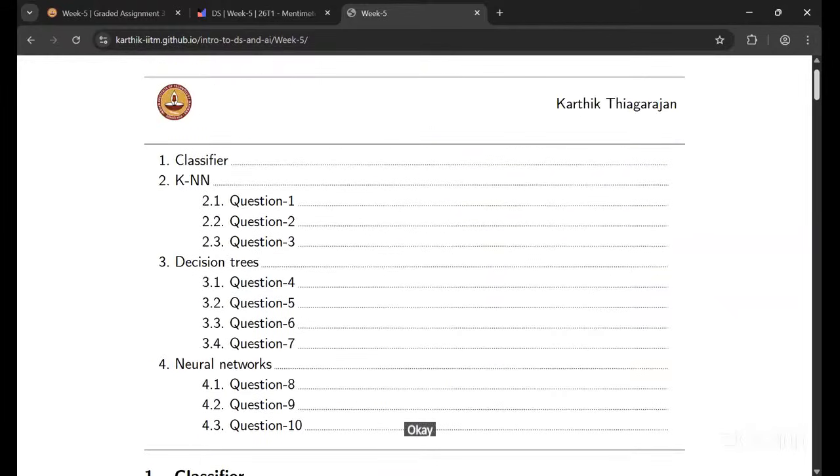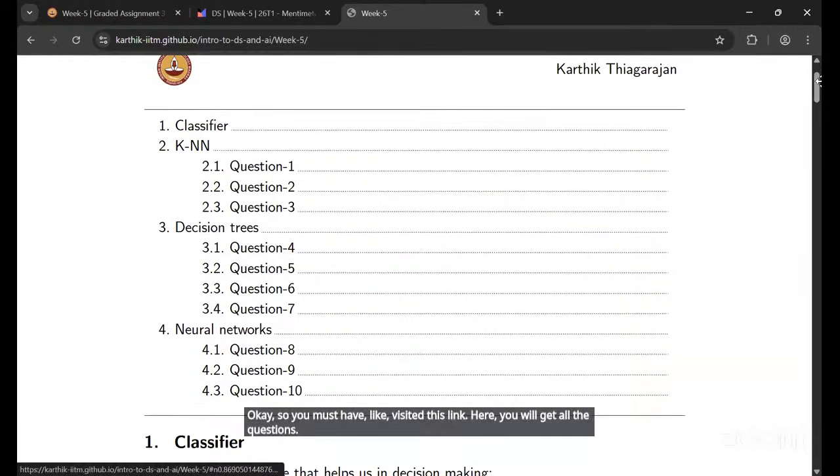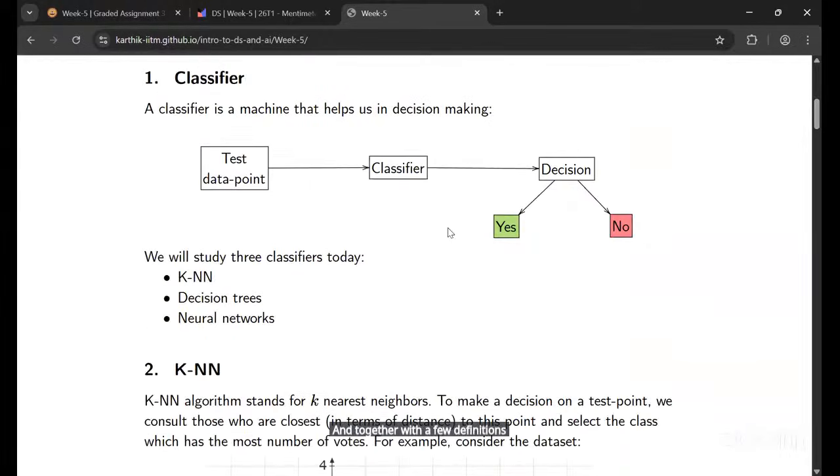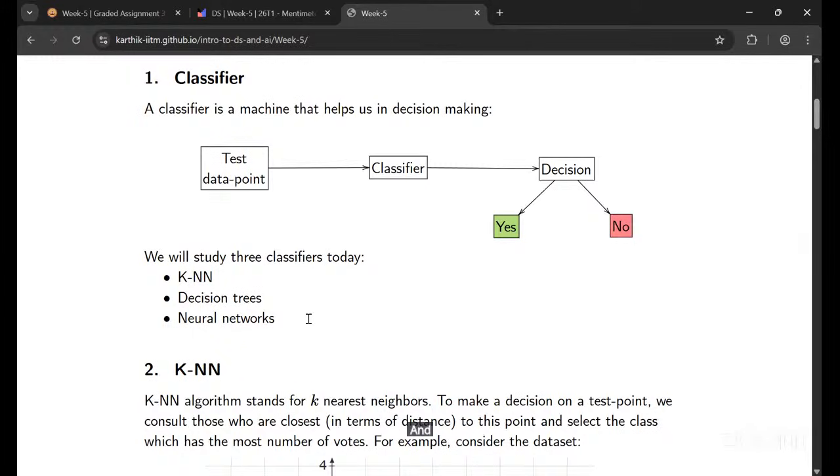Okay, so you must have visited this link. Here you will get all the questions together with a few definitions. So classifier, as we all know, we have a test data point. We pass it through a classification model, and on the basis of the outcome of whatever the processing is, we get a final decision in the form of a yes or a no, or 1 or 0, as the case may be. And week 5 deals with 3 types of classifiers: KNN, decision trees, and neural networks. KNN we've already discussed in brief.